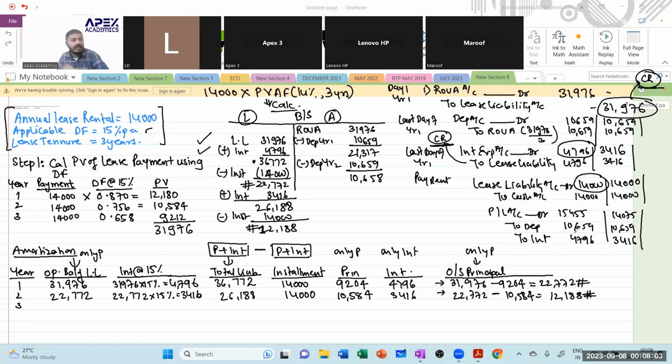Now my last year. Tell me, what is the opening balance of lease liability? 12,180. Will you calculate or will you take only the balancing figure? Balancing figure. What is the total liability amount? 14,000. Very good. What is the installment amount? 14,000. 14,000 minus 12,188. How much will you get? 1812. Very good. Will this increase your lease liability? Yes.